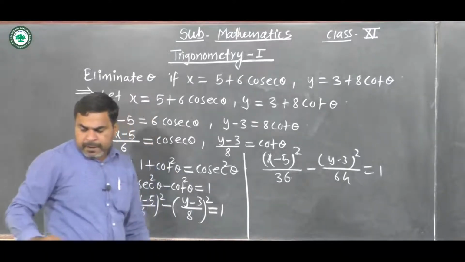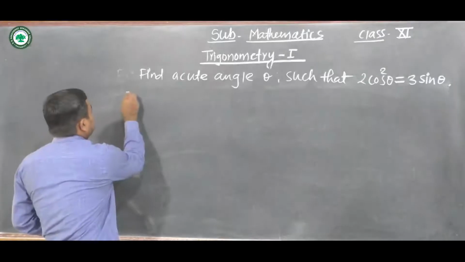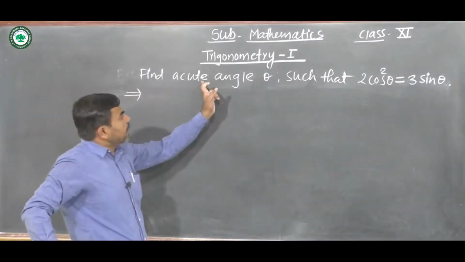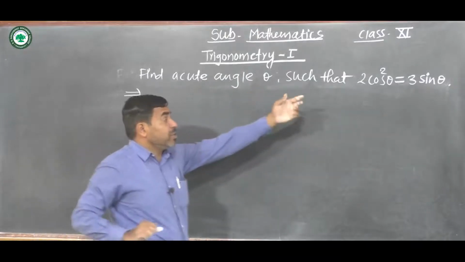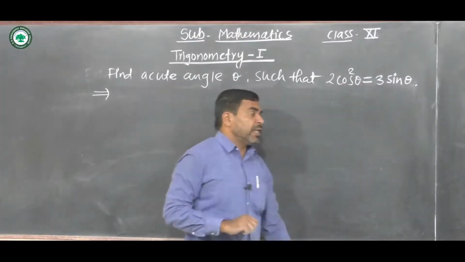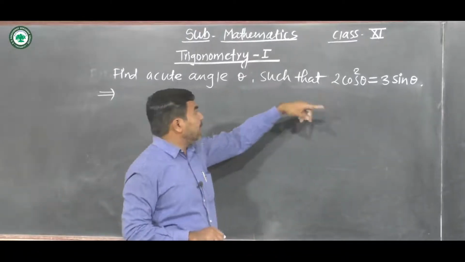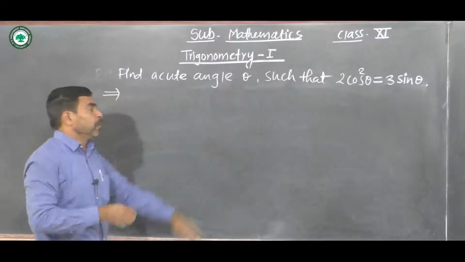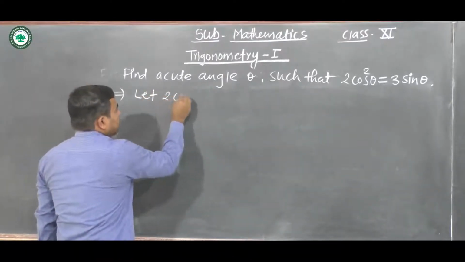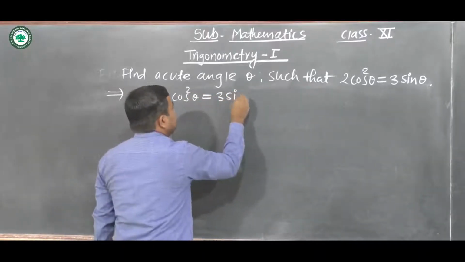Okay, now next question number 2. See here, we have to find the value of an acute angle theta such that this equation holds: 2 cos square theta is equal to 3 sin theta. It means that we have to find the value of theta at which this equation holds. So let 2 cos square theta is equal to 3 sin theta.